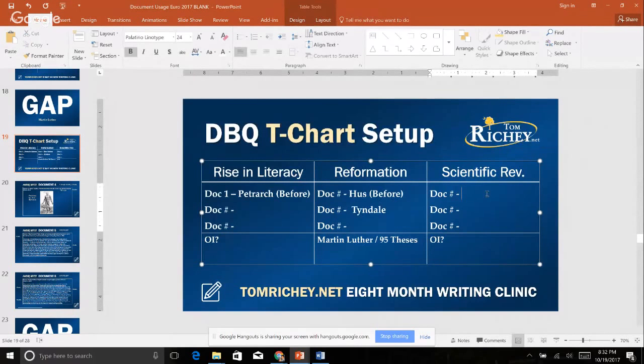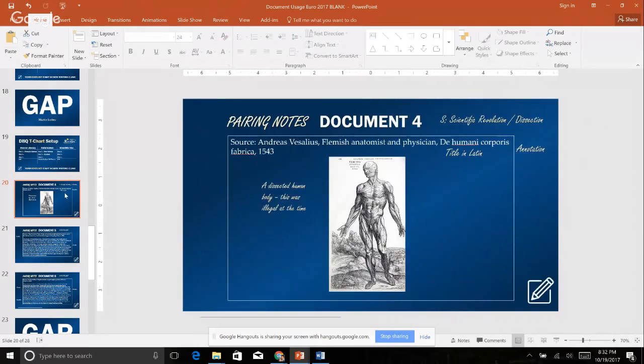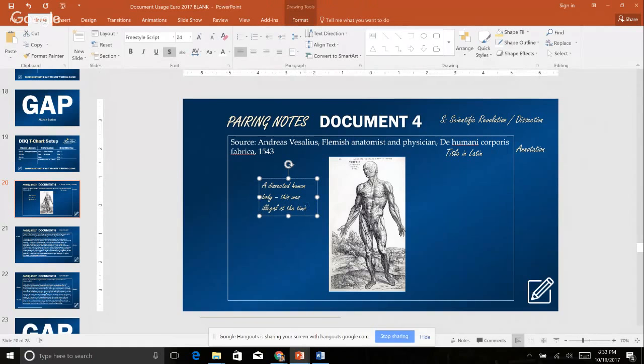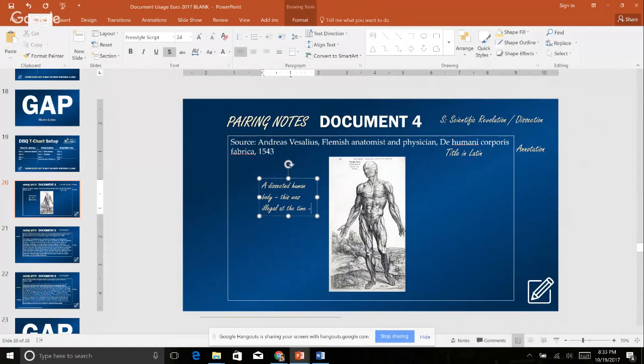And this is something that if we're thinking about this, is pretty intuitive. Okay, so we've got so far Reformation, and then we've got document 4, this visual document, making a direct reference here. Okay, so a dissected human body. This was illegal at the time, showing details of the muscular structure. Okay, so we've got that now.